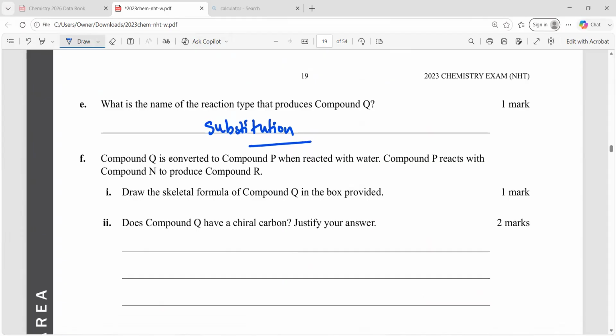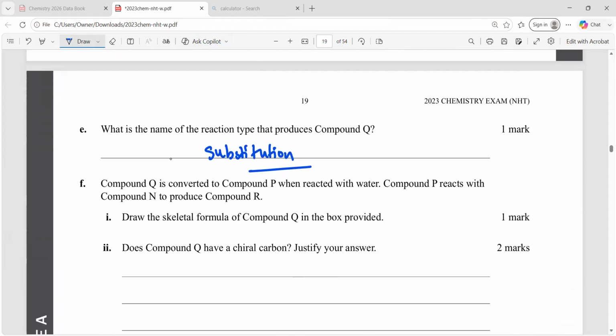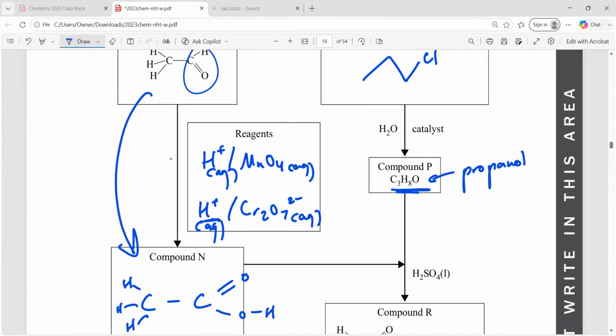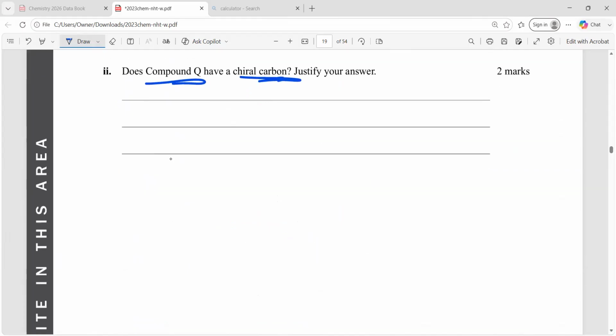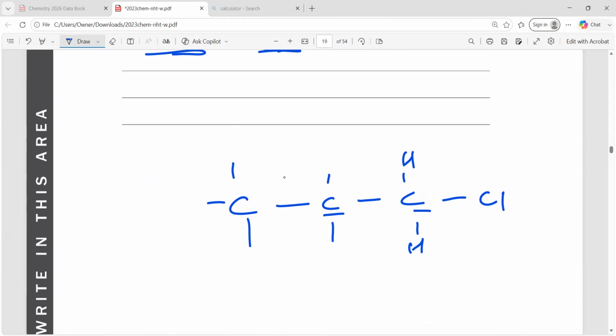Does compound Q have a chiral carbon? So how many marks is it? It's 2 marks. So if it's 2 marks, generally speaking, you want to write the definition of a chiral carbon first and then justify why compound Q doesn't have a chiral carbon. So let's draw out the structural formula of compound Q. It's this. So generally speaking, each carbon here is connected to two hydrogens, right? And therefore, none of these carbons are connected to four different functional groups. Okay.